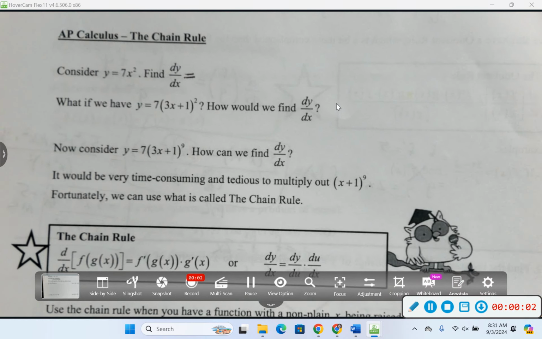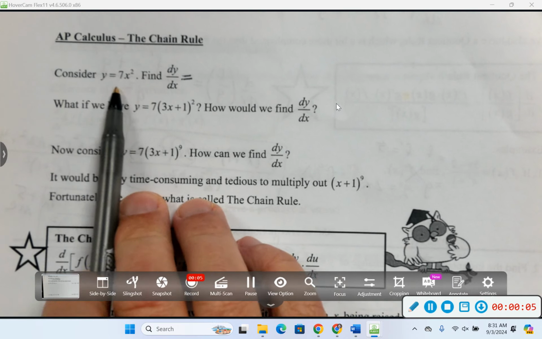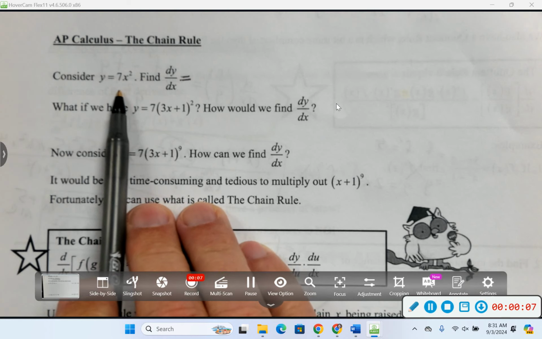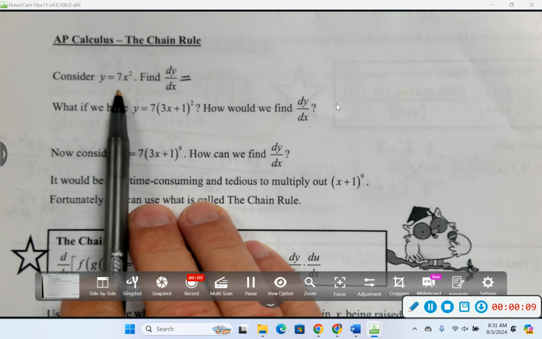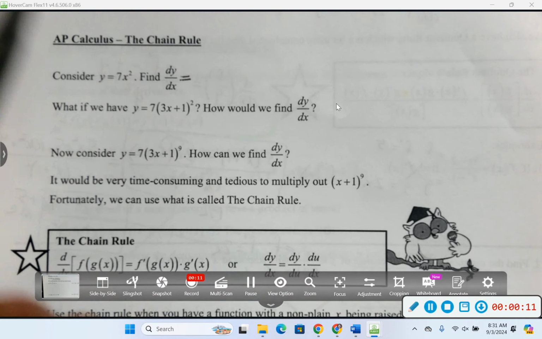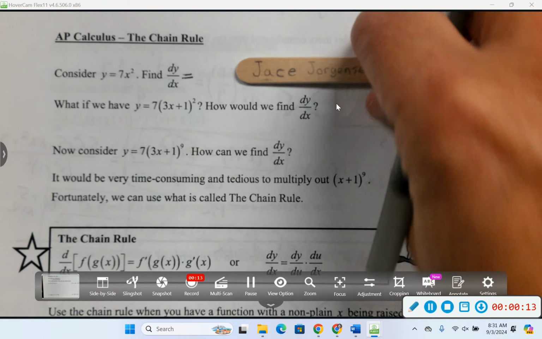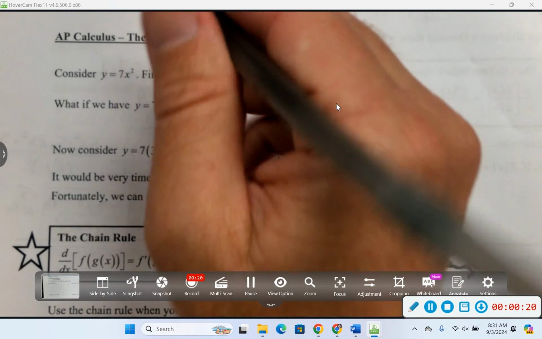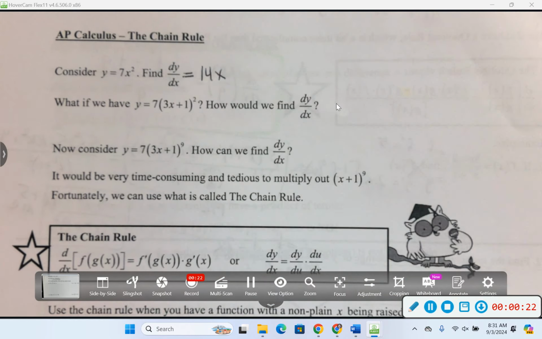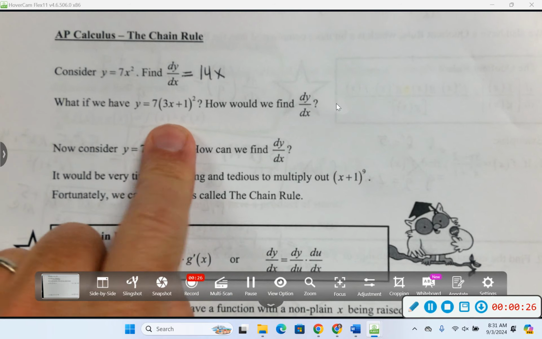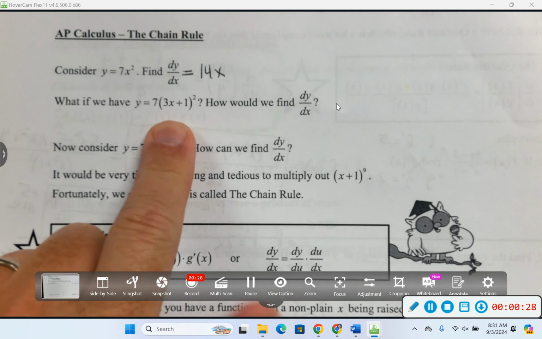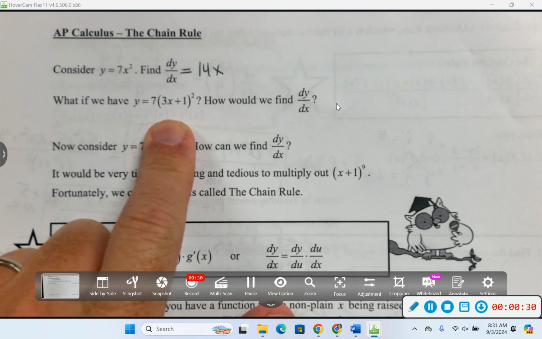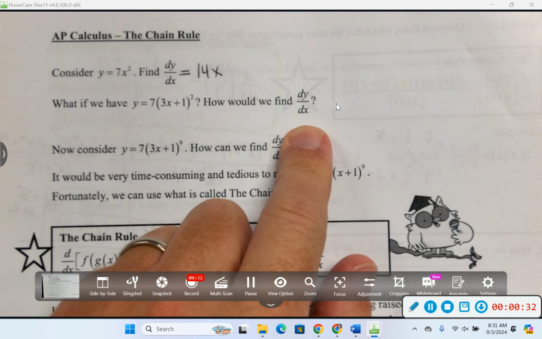All right, chain rule. But let's first back up and do a quick review. Consider y equals 7x squared. Then dy/dx equals, Jace, what's the derivative of 7x squared? 14x. Easy peasy. But what if we had 7 times (3x plus 1) squared instead of 7x squared? How would we find dy/dx?